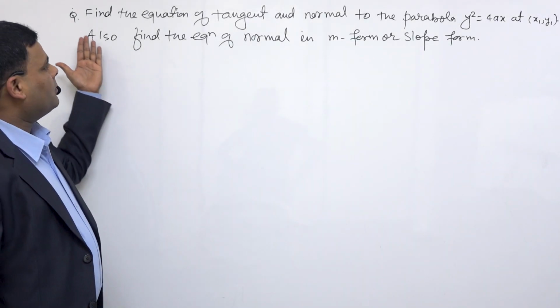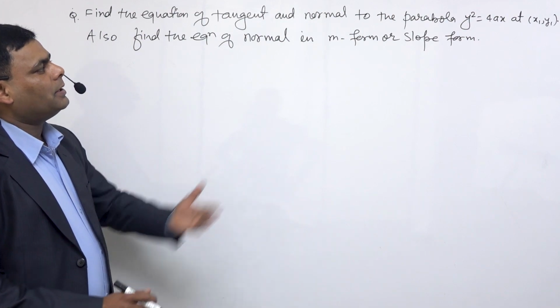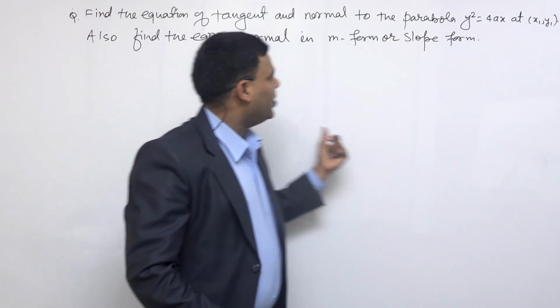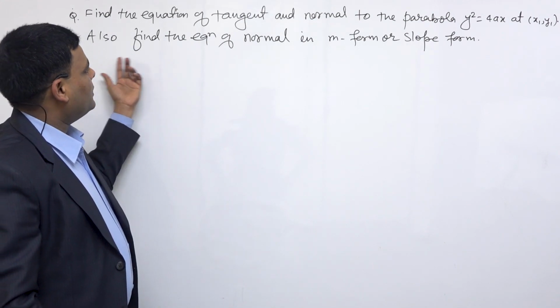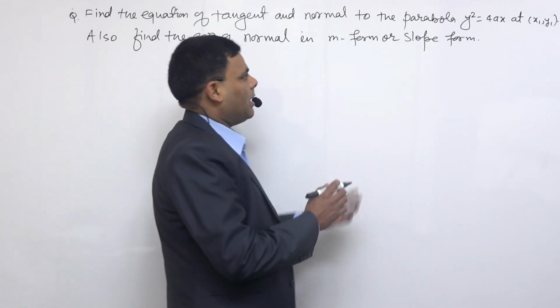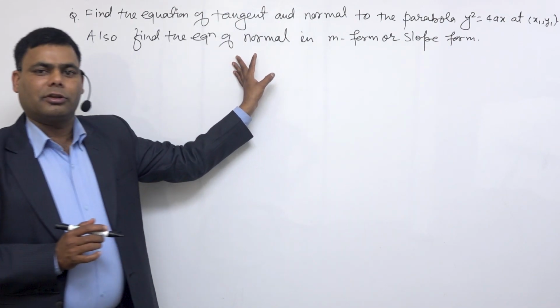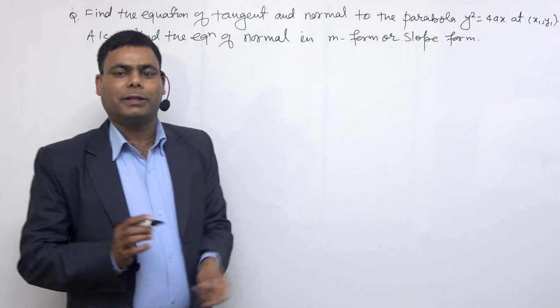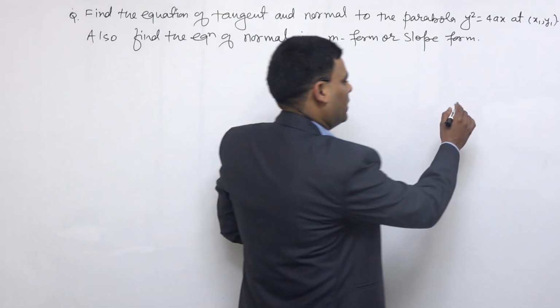Now here we have the question: find the equation of the tangent and normal to the parabola y square equals to 4ax at x1 y1. Also find the equation of normal in m form or slope form. We have to find the equation of tangent and normal, and also the equation of normal in slope form, the m form.